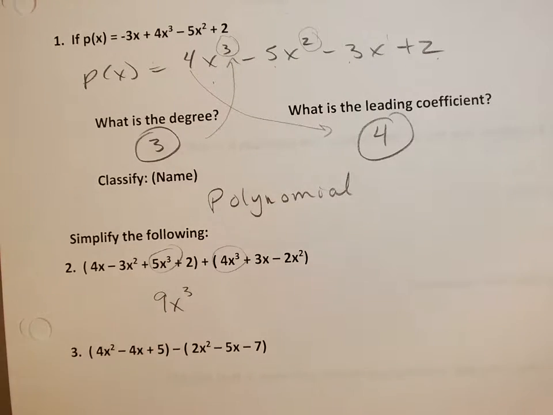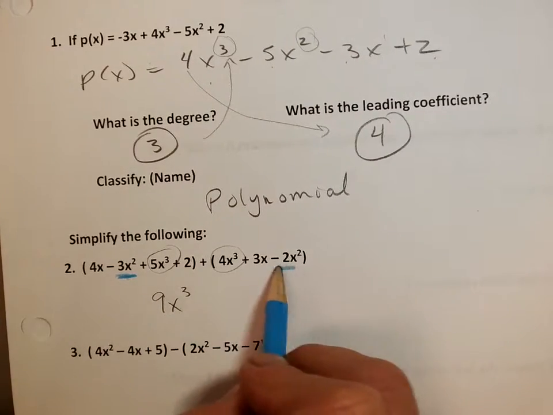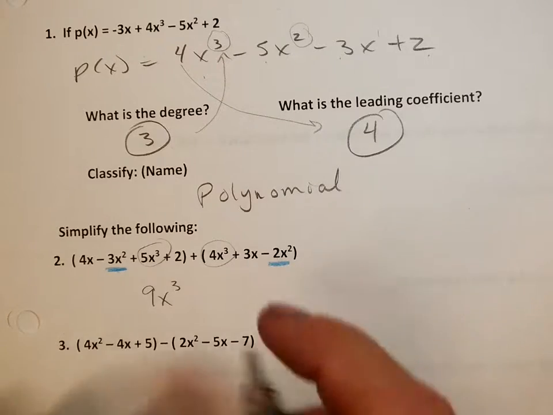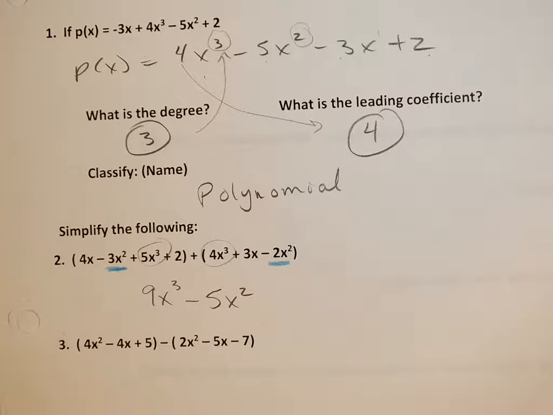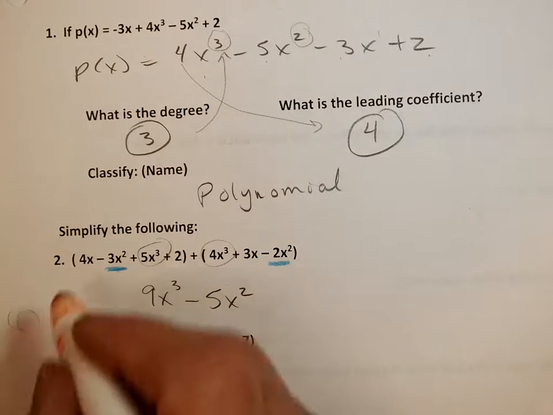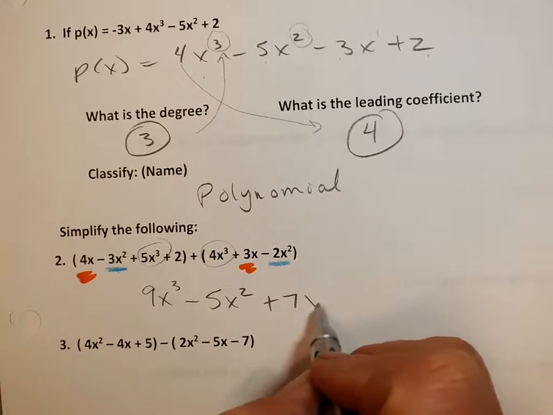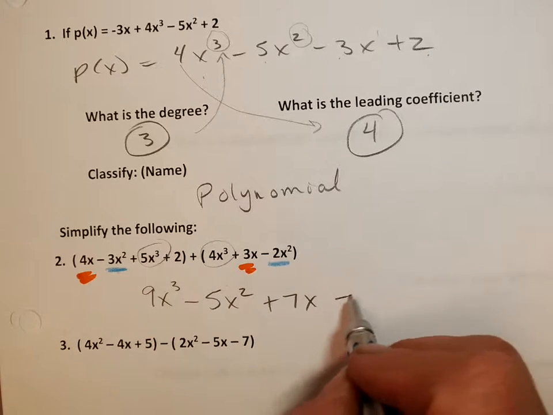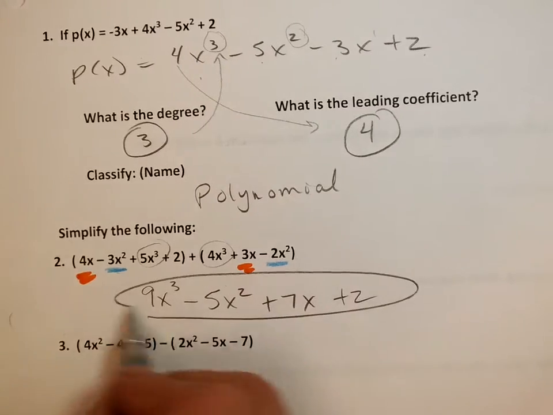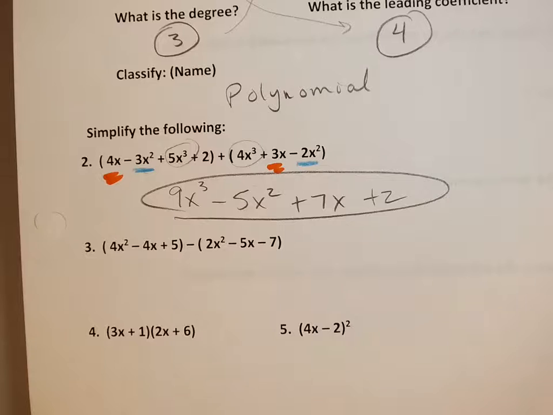Let's put the negative 3x squared with a negative 2x squared. Let's make that a negative 5x squared. Let's put a 4x with a 3x together and make that a positive 7x. And the 2 is all by itself, so I'm just going to go plus 2. Yeah, Tony, you said that perfectly. We're adding, aren't we? Yeah.